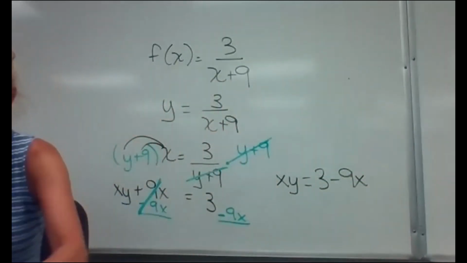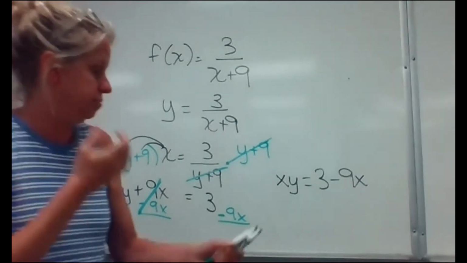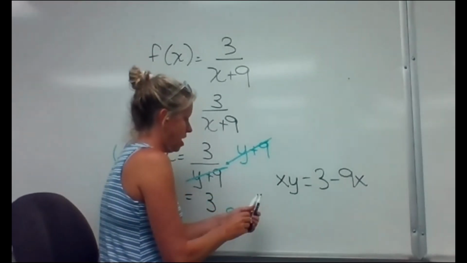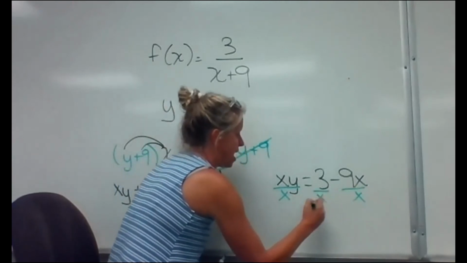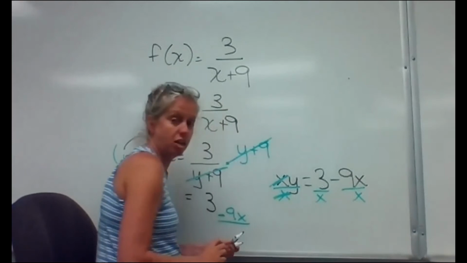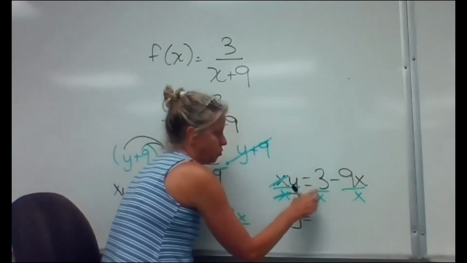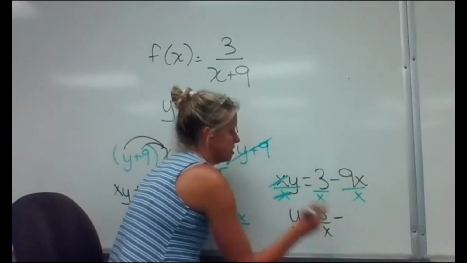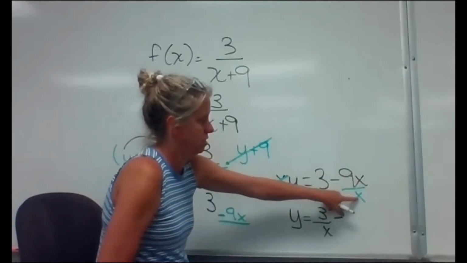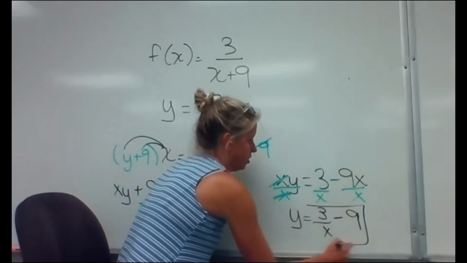Now, what needs to go away on the left? That x does, right? Because it's hooked on. So divide them all by x. So this goes away. There's my y all by itself. 3 over x, I can't do anything with that. Minus, what happens here though? Those x's will cancel. There's your inverse.